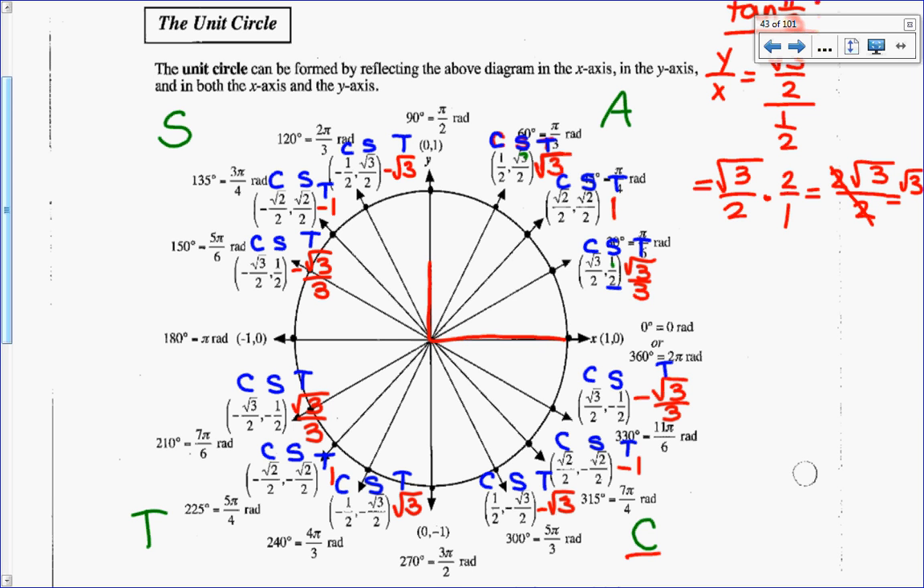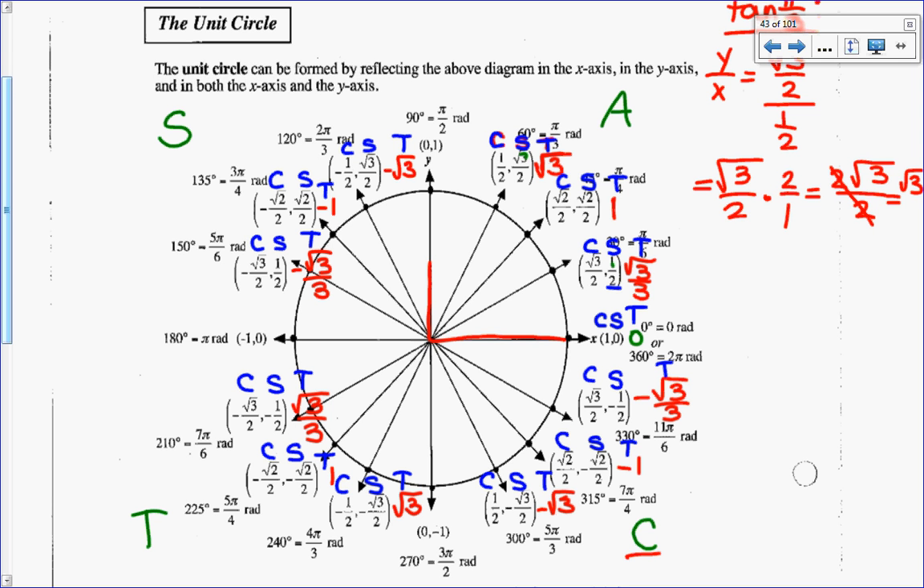Now the other one that I wanted to show you was those questions the other day where tangent was undefined, or where some of the other ratios were undefined. Let's have a look again. We know that our tangent is y over x. At 360 degrees or 2 pi rads, we've got our cosine, we've got our sine. What would our tangent be? Tangent would be y over x, so it'd be 0 over 1, which is just 0. So our tangent would be 0 at 360 degrees or 2 pi.